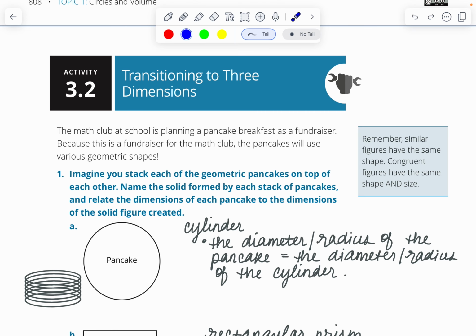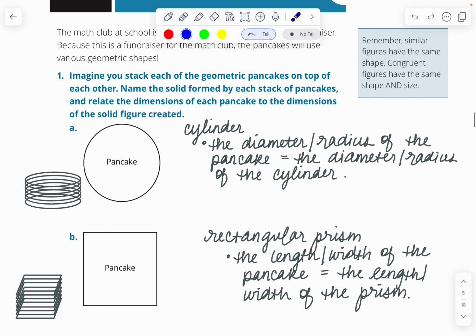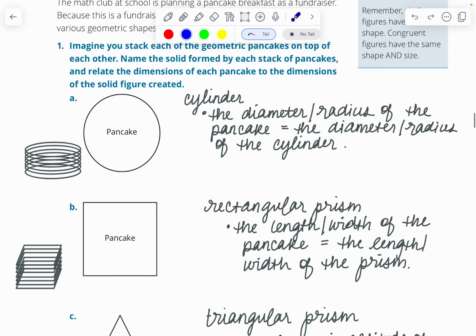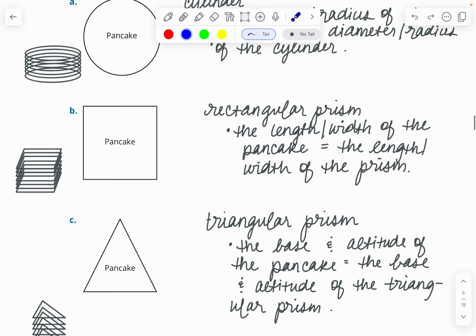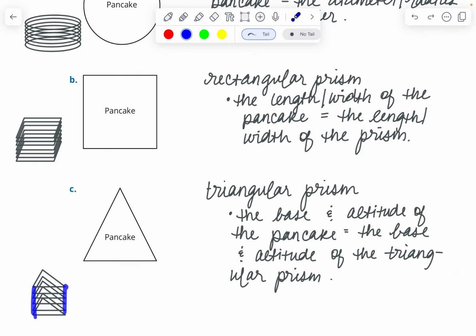All right, now if we have a square pancake like this, then it's going to create a rectangular prism, or a square prism if you prefer. But it didn't specify that this was a square, so I just went with rectangular prism. Anyway, the length and width of the pancake should be the same as the length and width of the prism. Last but not least, we got a triangular shape. When we stack that up, we can see here that all three of those vertices for each stacked triangle are going to come together to create a triangular prism. The base of the pancake versus the altitude would be the same here, the base versus the altitude.